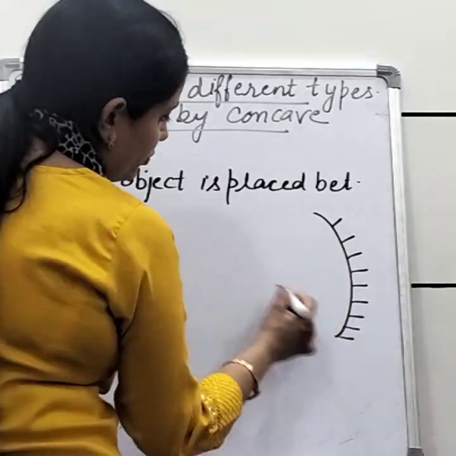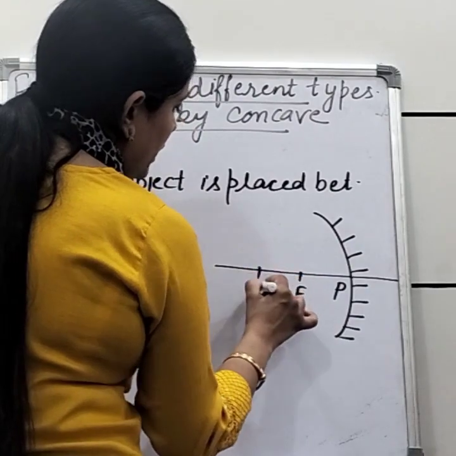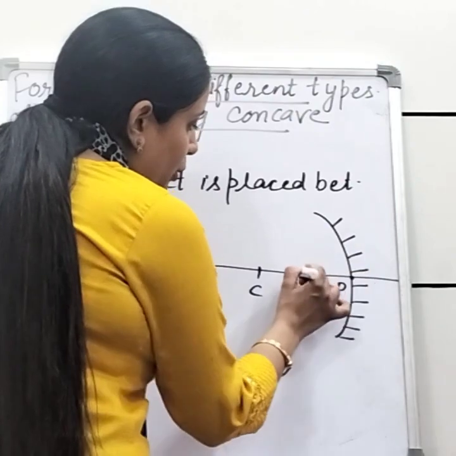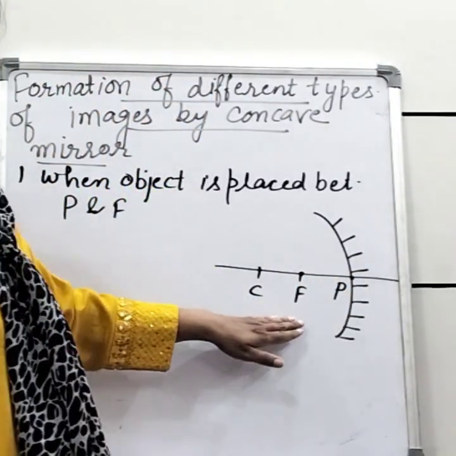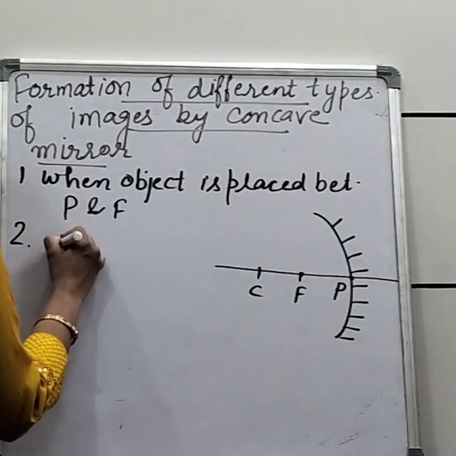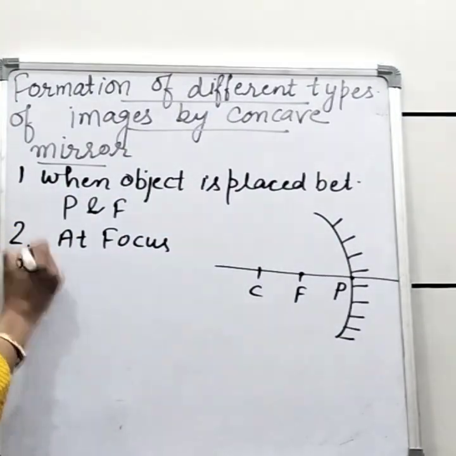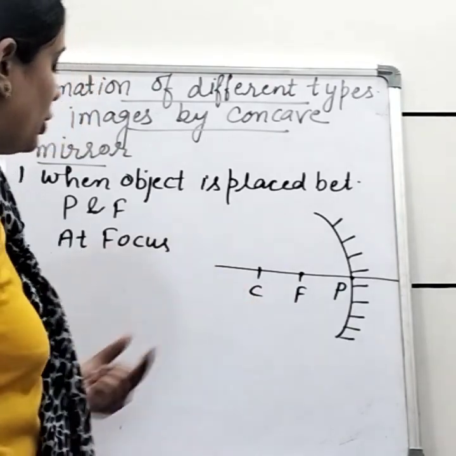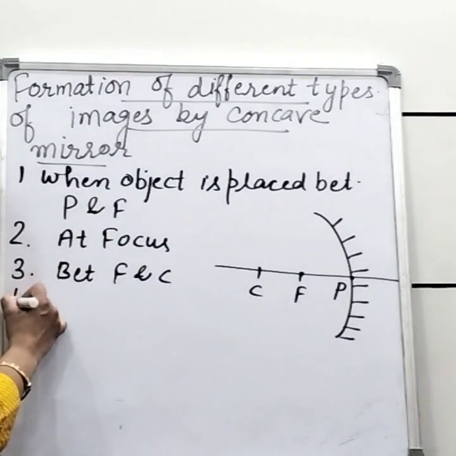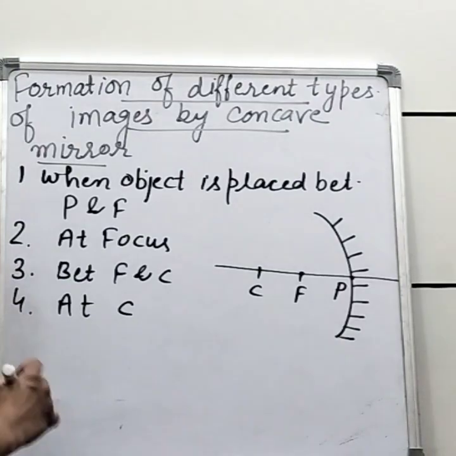It's a concave mirror: pole, focus, center of curvature. So when the object is placed between the focus point and pole, then we will explain how the image is formed. Second, when the object is placed at focus point, at focus. Third, when the object is placed between F and C. Fourth, when the object is placed at C, at center of curvature.